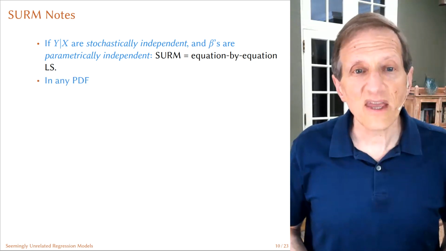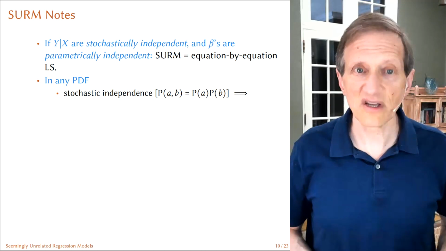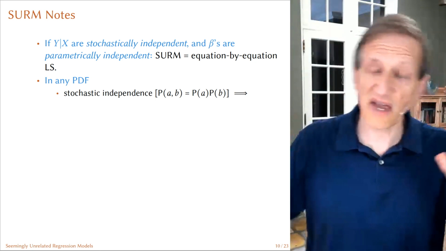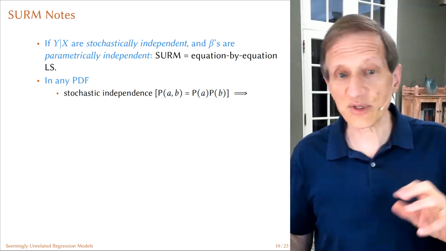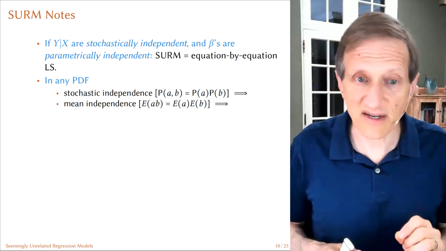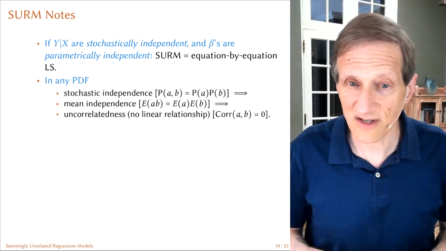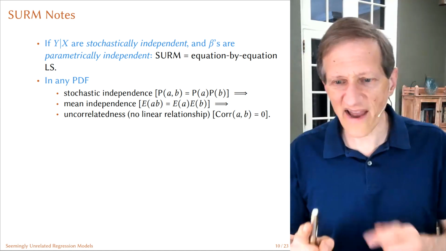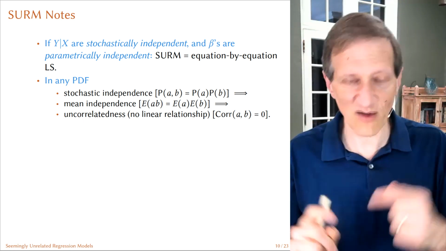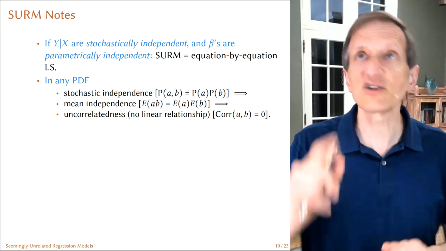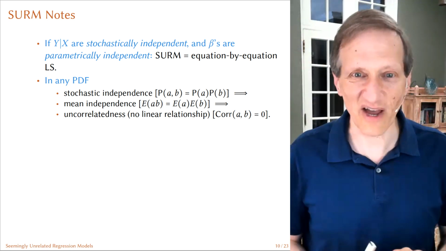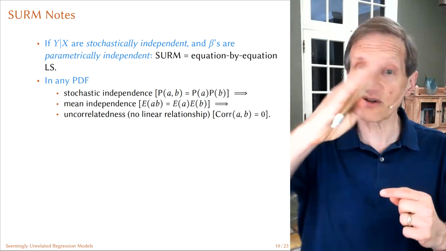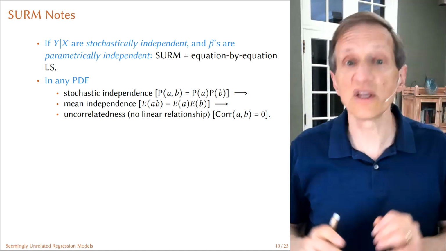Okay. In any probability density function, let's just remind ourselves that stochastic independence, where the probability of A and B is equal to the probability of A times the probability of B, implies mean independence, which implies uncorrelatedness. So what does that mean? If we have y this way and x this way, and we want to say they're uncorrelated, then you just fit a linear regression and it's flat. So that's no linear relationship.